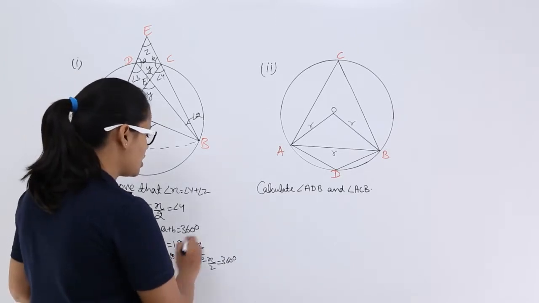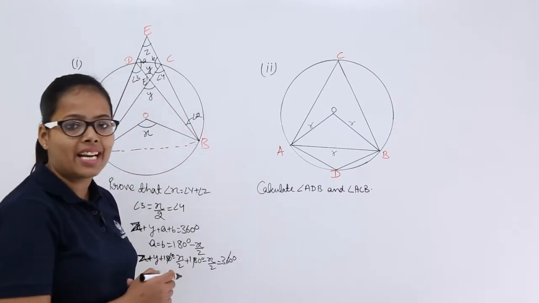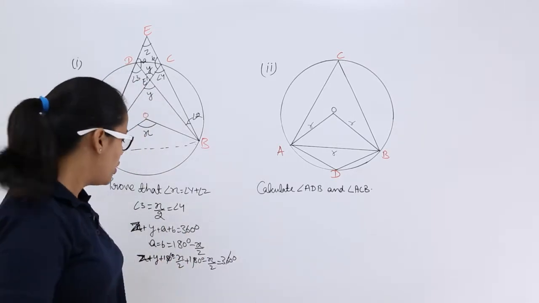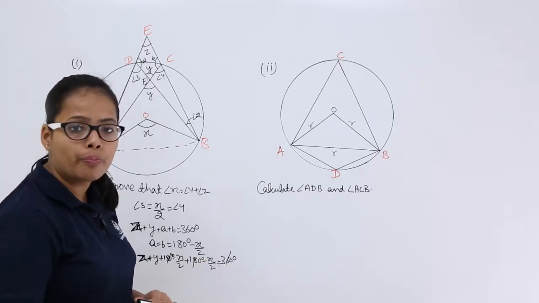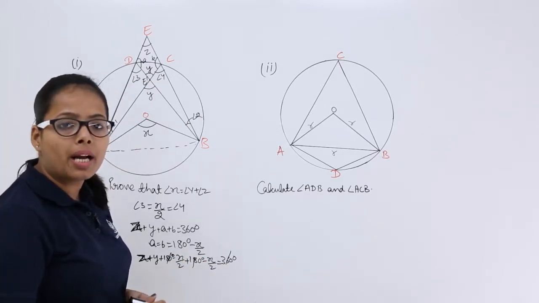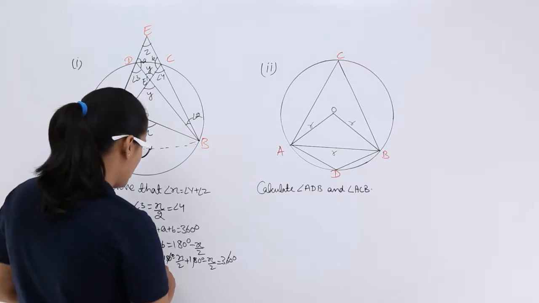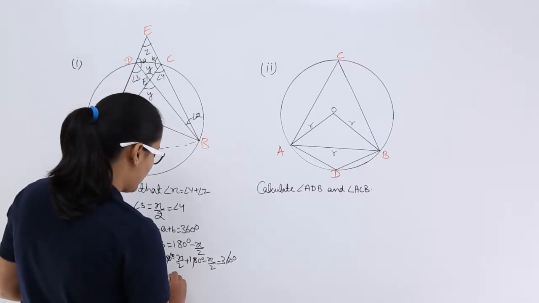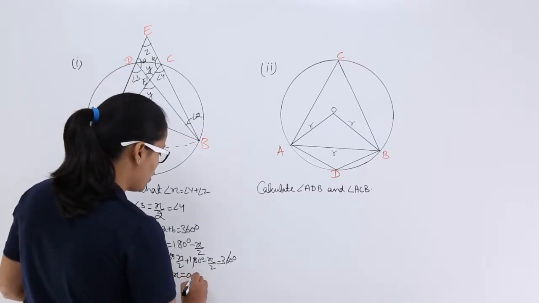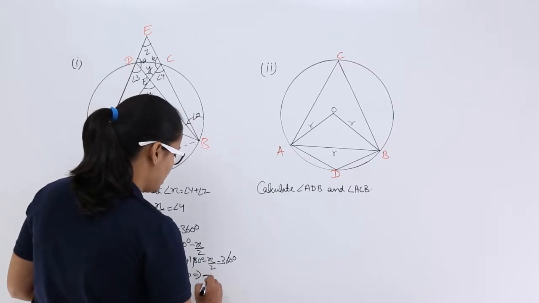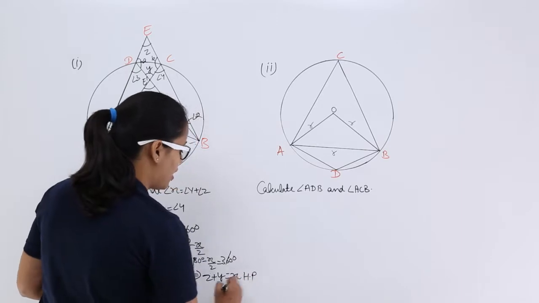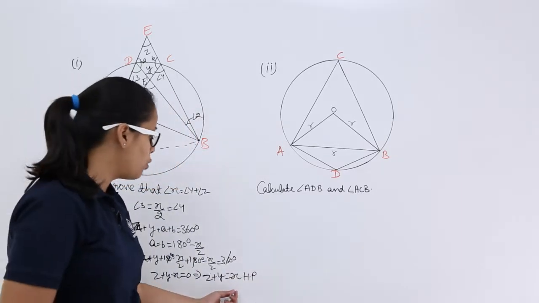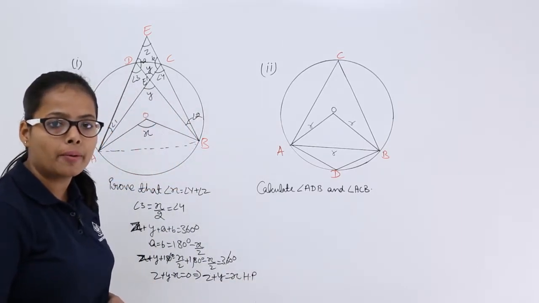So when this 360 goes to the right hand side, this will become 0. Now z plus y minus x by 2 minus x by 2. When you take the LCM, this will become minus x. So here z plus y minus x is equal to 0. From here you can write that z plus y is equal to x, hence proved. That's what you needed to prove, that x is equal to the sum of z plus y.